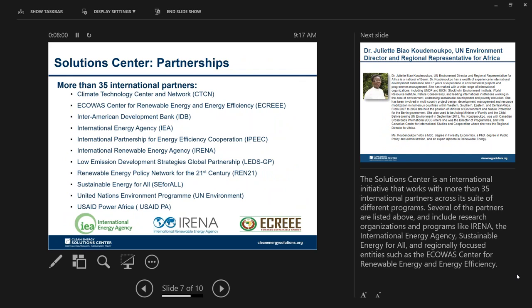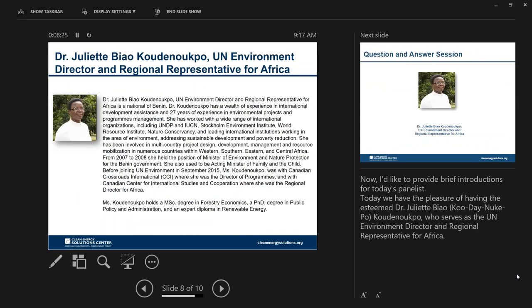The Solution Center is an international initiative that works with more than 35 international partners across its suite of different programs. Several of the partners are listed on this slide and include research organizations and programs like IRENA, the International Energy Agency, Sustainable Energy for All, and we also work closely with regionally focused entities such as the ECOWAS Center for Renewable Energy and Energy Efficiency.